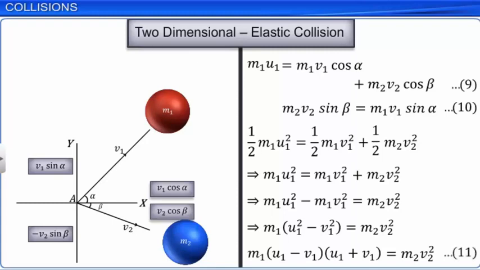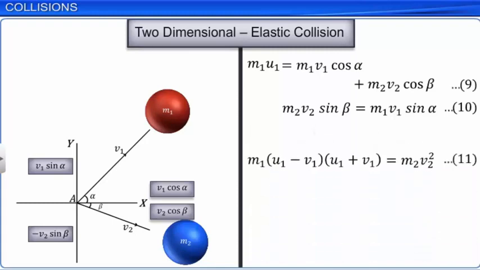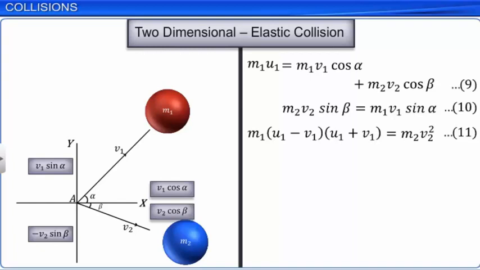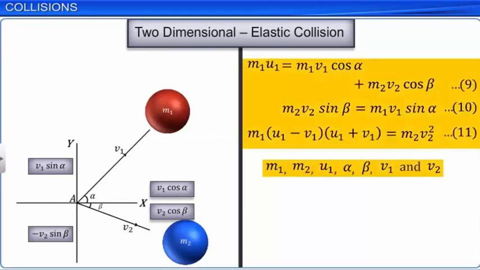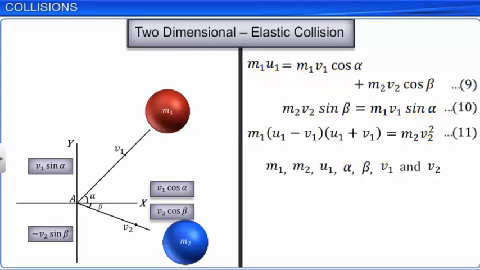The total quantities among the three equations are m1, m2, u1, alpha, beta, v1 and v2. Thus, there are 7 quantities and 3 equations. By knowing the values of m1, m2, u1 and at least one among alpha or beta, we can determine the values of v1 and v2.